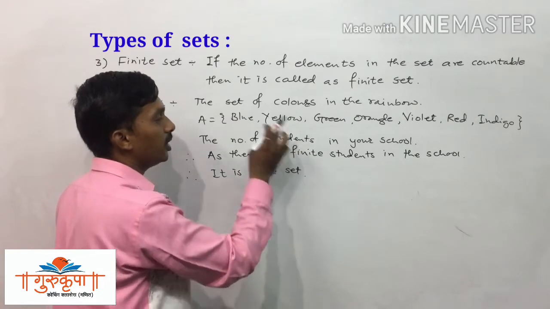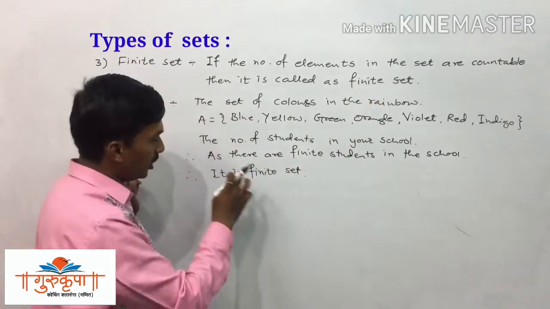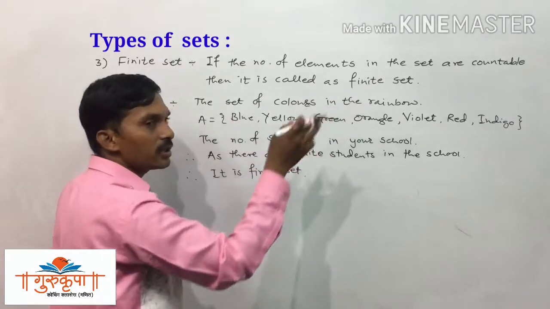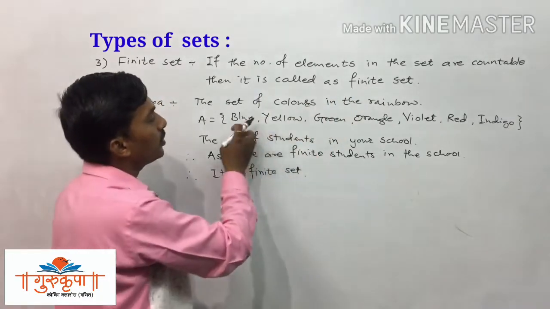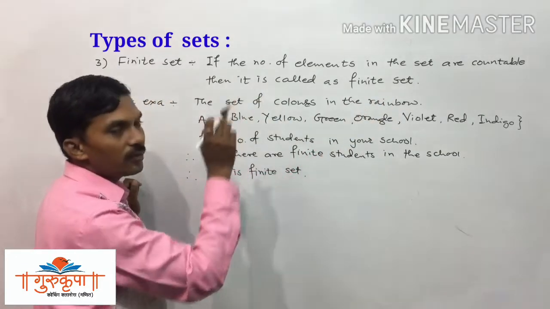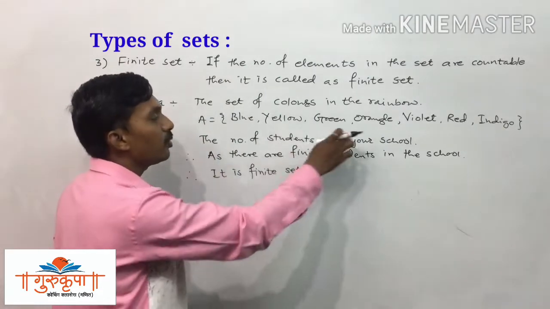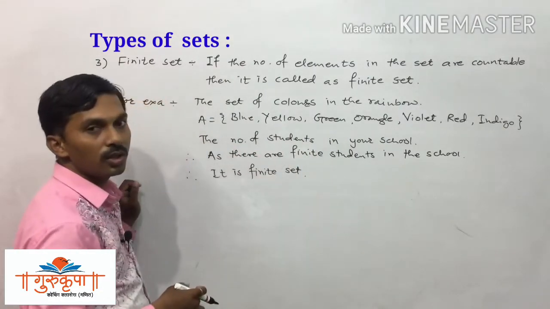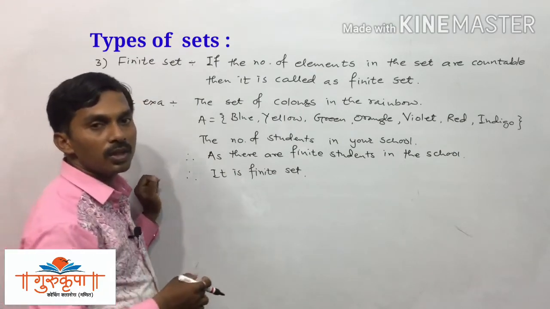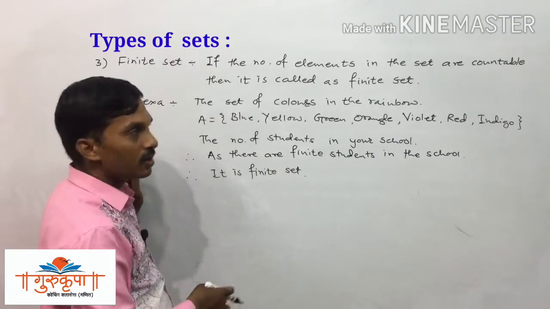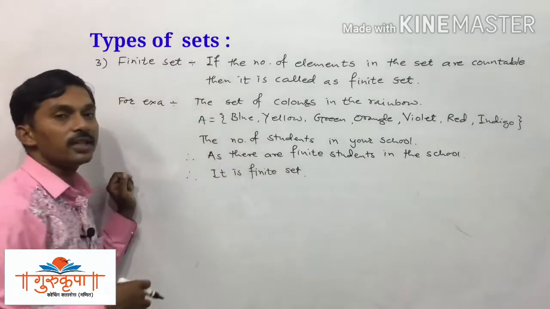Where we are unable to make the list, there you have to write the reason, and where you are able to make the list, there is no need to write the reason, because we know that there are 7 colors in the rainbow. So simply it is a finite set. But here we are unable to make the list, so we write here as there are finite students in the school. Number of students in the school is finite, so it is a finite set. So this is the third type of the set, that is finite set.